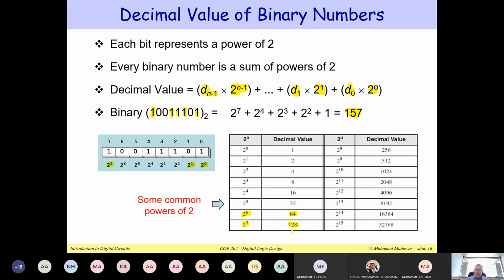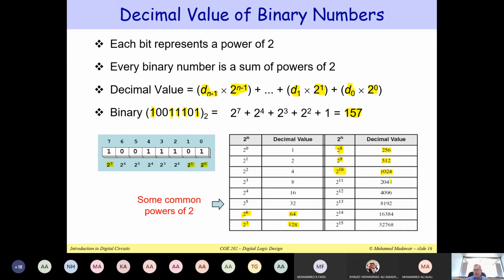So it's important to remember some of these common powers of 2. 2 to the power 8 is 256. 2 to the power 9 is 512. And 2 to the power 10 is equal to 1024. Now, this is interesting. When you look at 2 to the power 10, it's slightly more than 1000. It's 1024. So remember these powers of 2. You can go all the way to 2 to the power 15, but I'm going to stop here.